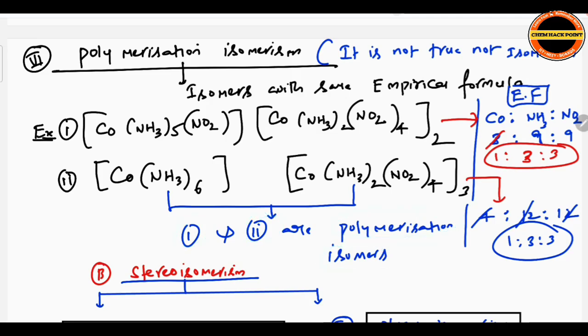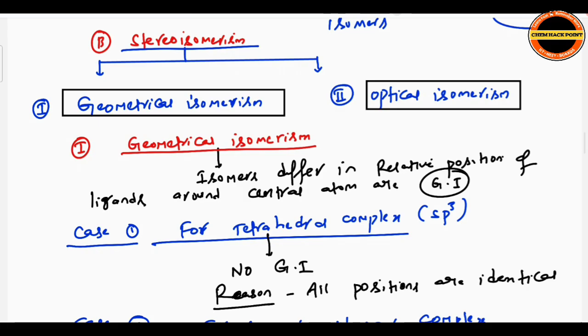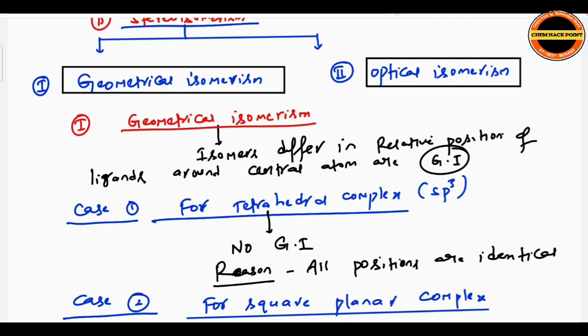So that is about the 6 types of structural isomerism. But out of these 6 types, the 6th type is not true isomerism. Keep in mind that it is identified based on empirical formula. Okay. Next, moving to stereoisomerism. Stereoisomerism, first type geometrical isomerism, second type optical isomerism. Geometrical isomerism: isomers that differ in the relative position of ligands around the central atom are geometrical isomers.